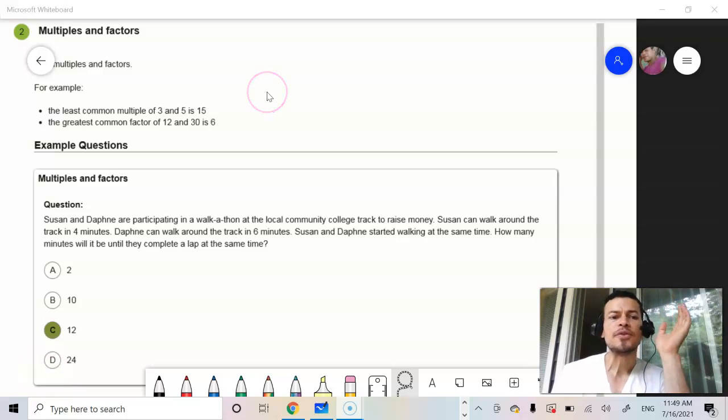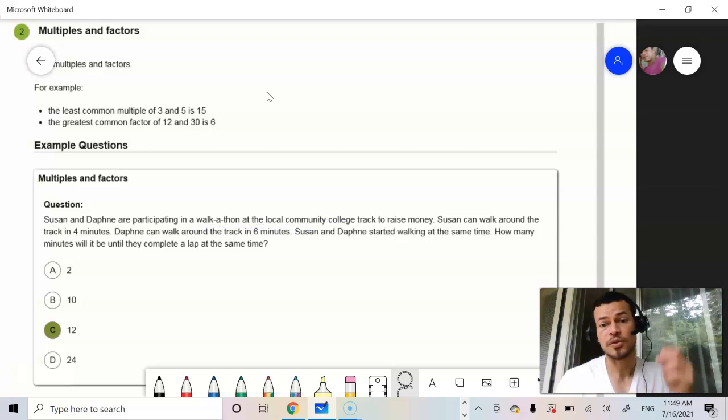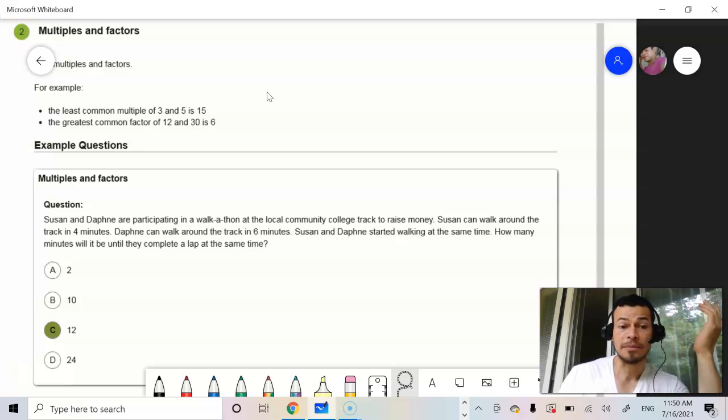Okay, so now that we reviewed the least common multiple and the greatest common factor, we are gonna solve this problem. It's a word problem, and it says, Susan and Daphne are participating in a walkathon at the local community college track to raise money. Susan can walk around the track in 4 minutes. Daphne can walk around the track in 6 minutes. Susan and Daphne started walking at the same time. How many minutes will it be until they complete a lap at the same time?